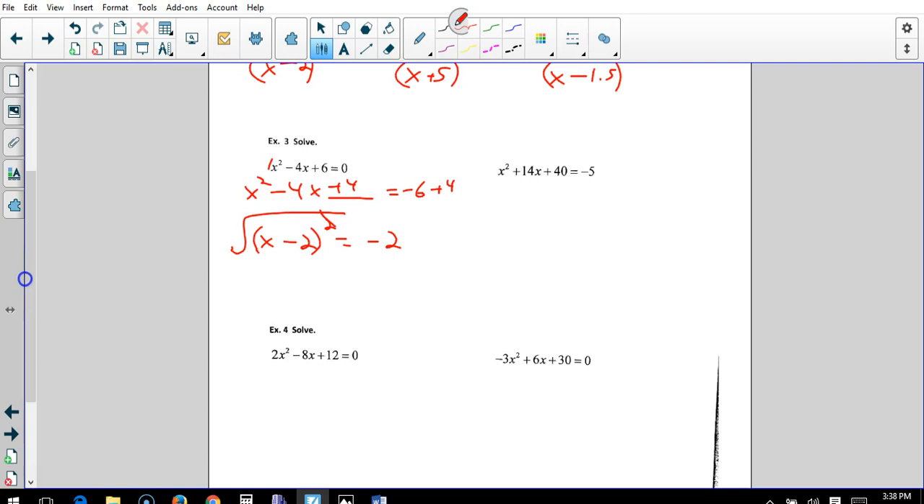Take the square root of both sides. We get x minus 2 equals plus or minus. Now, before we couldn't deal with the square root of a negative number. Well, we can here. We can take the i out. And now we just add 2 to both sides. X equals 2 plus or minus i radical 2.